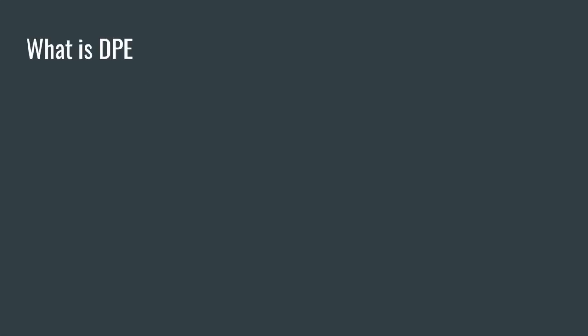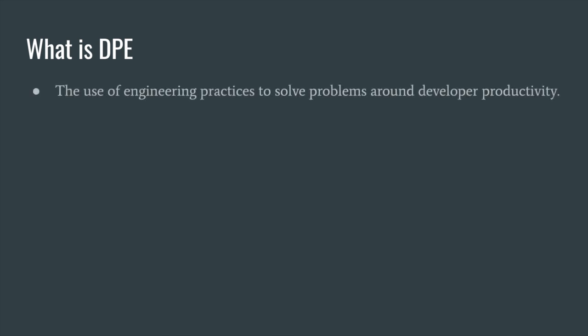So, what exactly is developer productivity engineering? This is the use of engineering practices to solve problems around developer productivity. And productivity denotes how engaged our minds are on a particular task. So the more time you get to focus on interesting and challenging problems, and the less time you get to focus on repetitive and mindless tasks, the more productive you are.